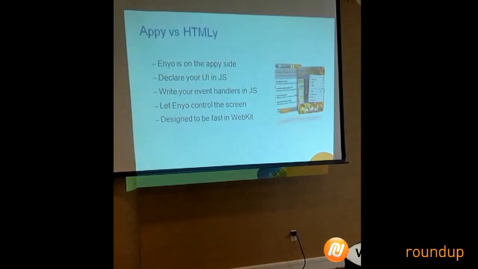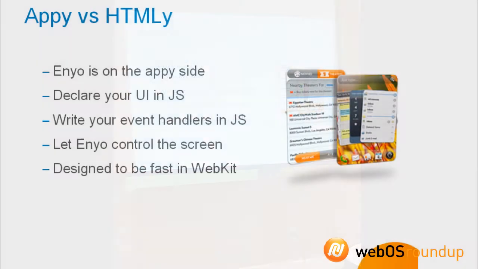Enyo is on the appy side. You have appy and you have HTML. HTML developers are familiar with writing your HTML and your CSS separately and your JavaScript. Enyo is a little bit different. You don't write HTML, you write JavaScript. You also have your CSS. So you're not going to be writing HTML directly. So it is very much on the appy side.